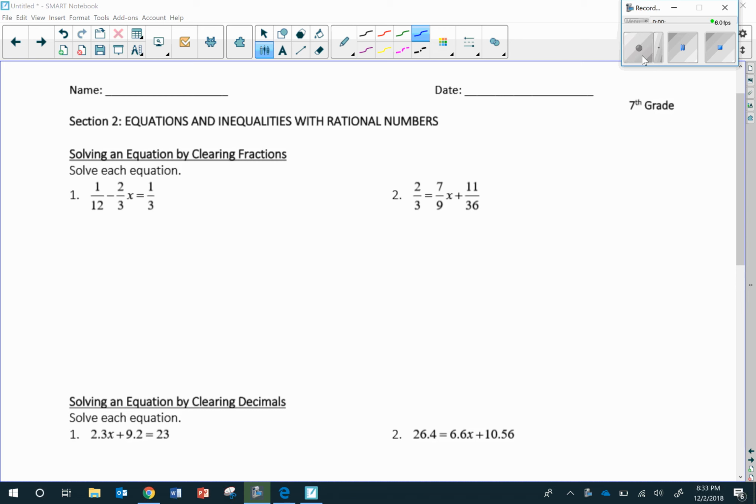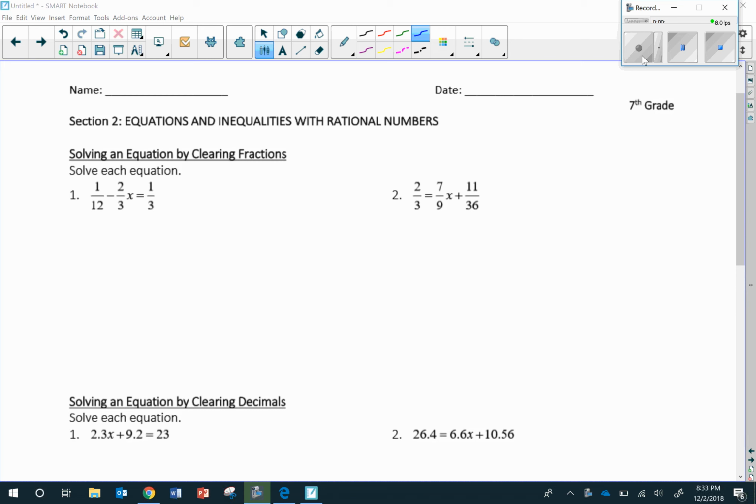All right, we're going to start the Unit 9, Section 2 notes. And in this section, we're going to be talking about how to clear inequalities and equations with both fractions and decimals. So we're going to start by talking about how to solve equations with clearing fractions.